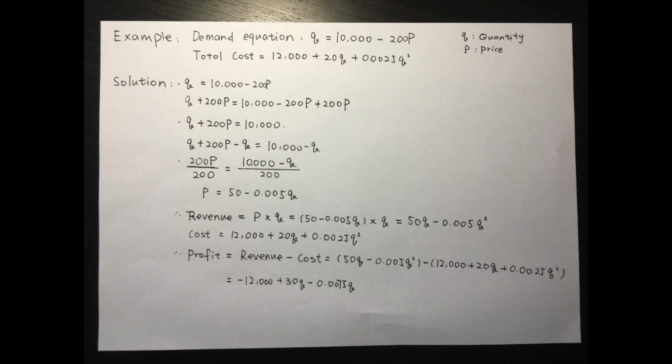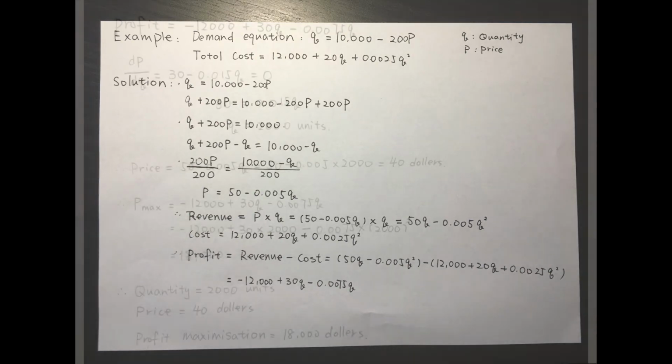First, we add 200p to both sides of the demand equation. Second, we subtract q from both sides of the equation and divide both sides by 200. We can write p equals 50 minus 0.005q. To determine revenue, we multiply price and quantity, which equals 50q minus 0.005q squared. So profit equals revenue minus cost, which is minus 12,000 plus 30q minus 0.0075q squared.